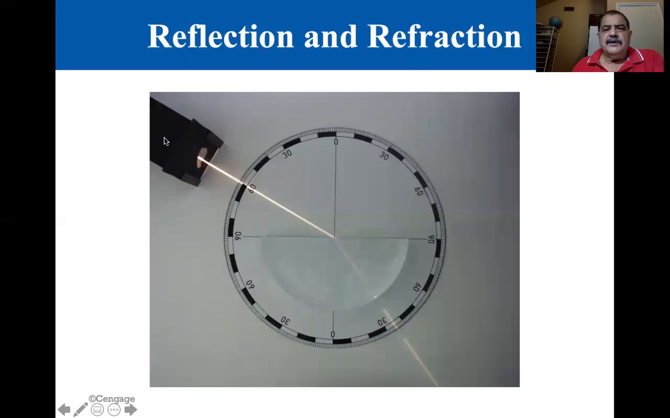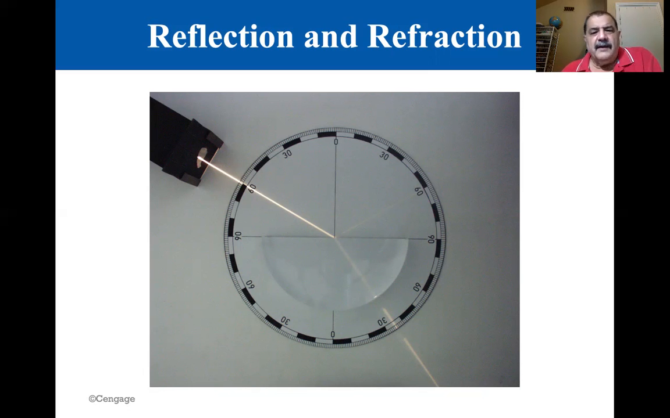And here's a good example. They have this very fine beam coming in at an angle of incidence of 60 degrees, and you can see the reflected angle is at 60 degrees also. So this is the angle of incidence, this is the angle of reflection, and you can see that they're equal, and that's one thing that we'll learn. Theta equals theta prime, where theta is the angle of incidence and theta prime is the angle of reflection.